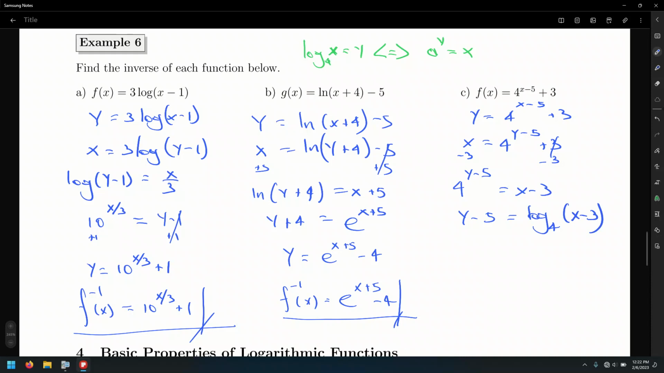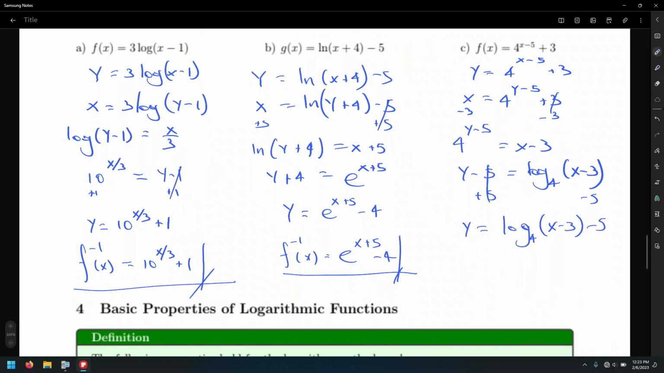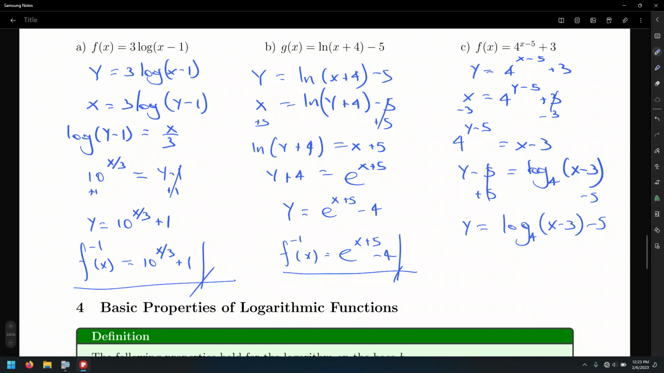And we're only one step away from getting y by itself. Just add 5 to both sides to cancel the negative 5 and get y by itself. So log base 4 of x minus 3, plus 5. And again, notation matters. We're not just getting another random y function. This y function is very, very special. It should be treated as such, which is the inverse function. Log base 4 of x minus 3 plus 5. Sounds good?